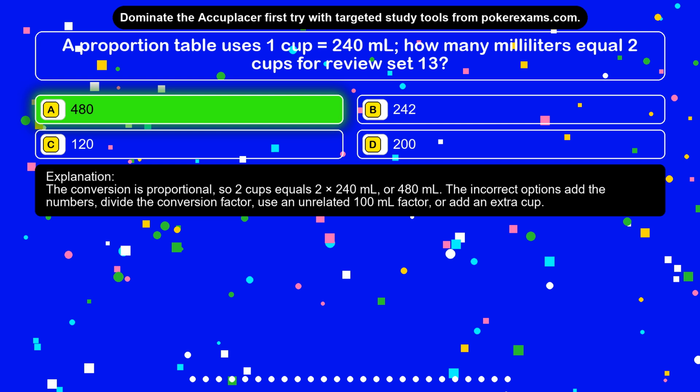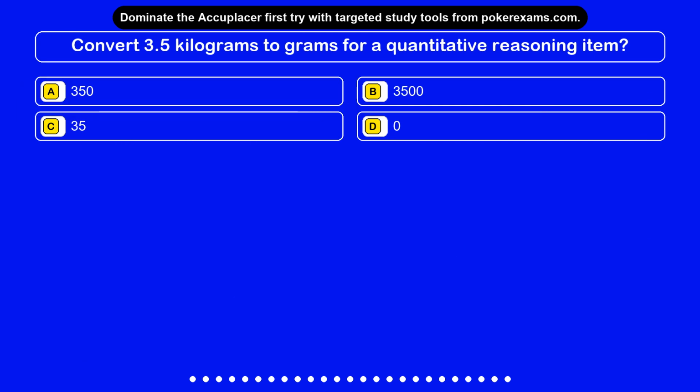Question 6. Convert 3.5 kilograms to grams for a quantitative reasoning item. Option A, 350. Option B, 3,500. Option C, 35. Option D, 0.